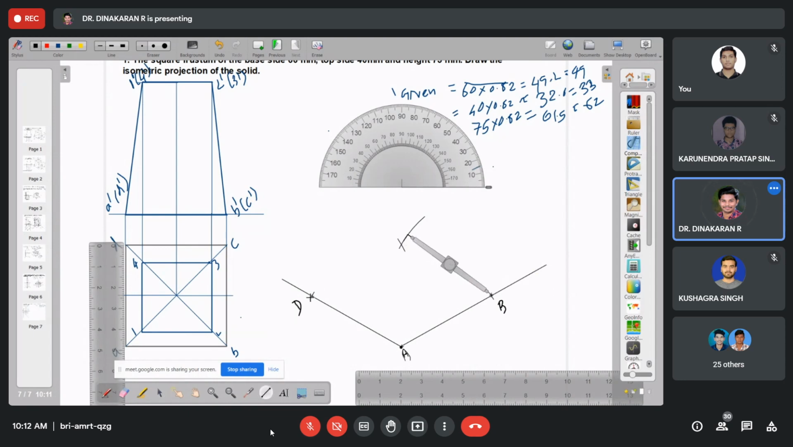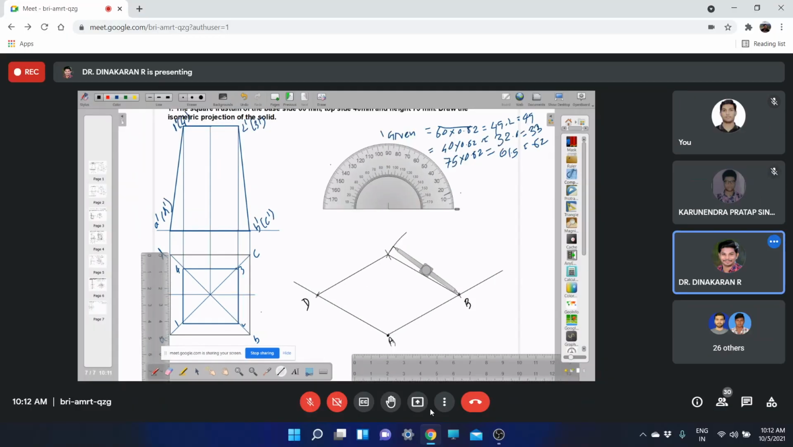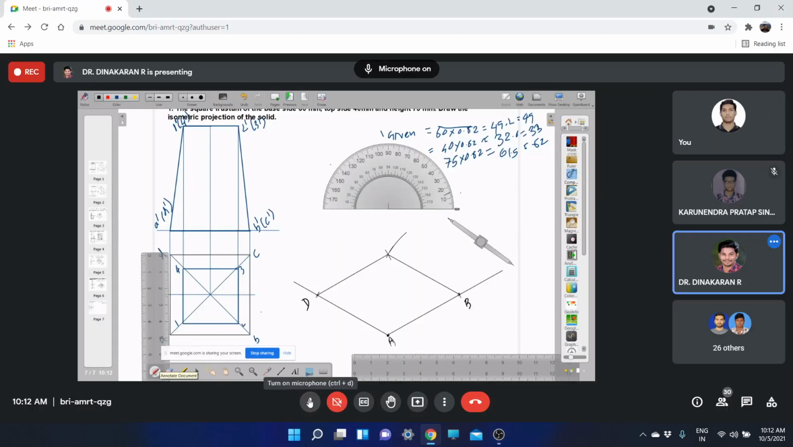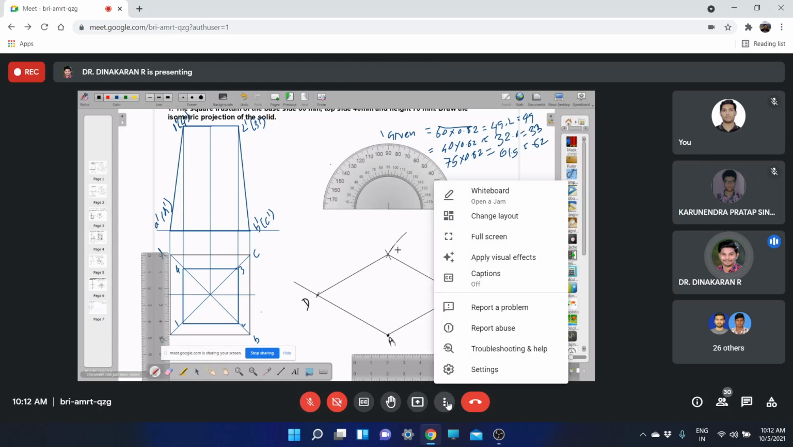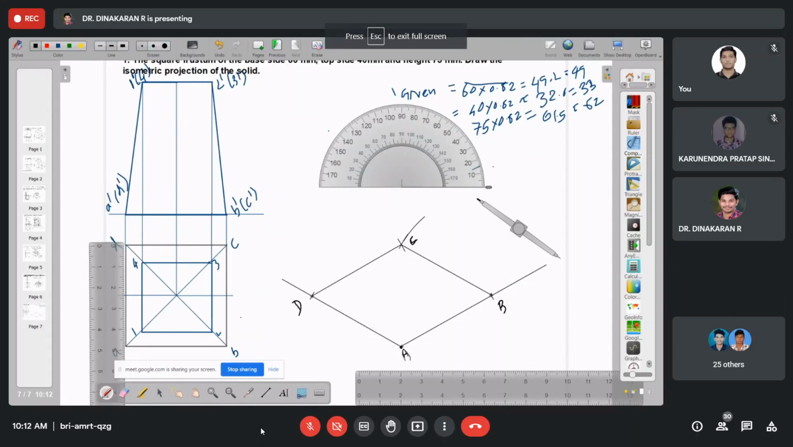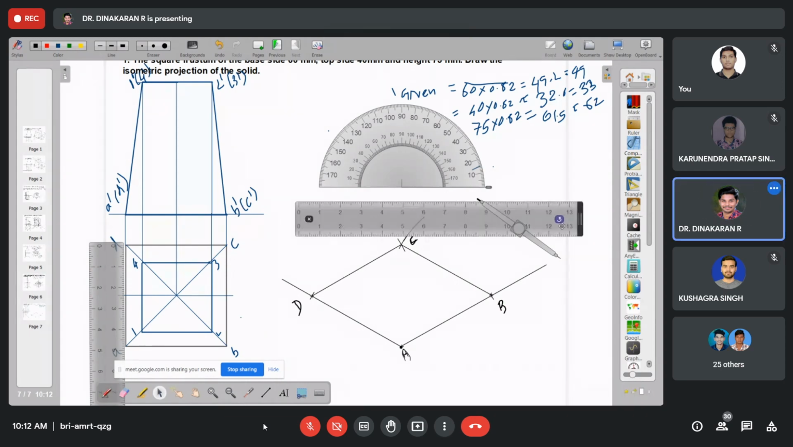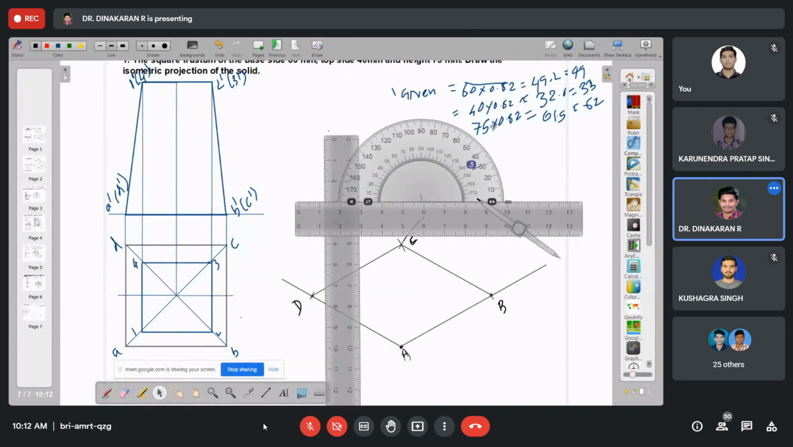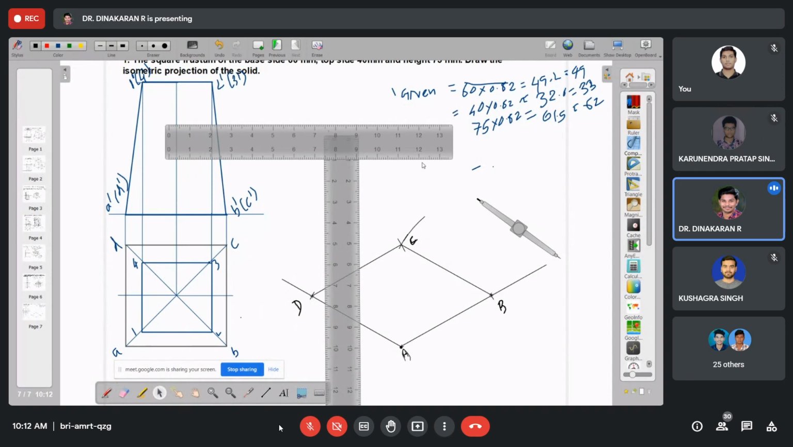After that, join this point. Till now, do you have any doubt? What is the point here? D point. I'm right. So height is how much? 62. So height is 62.